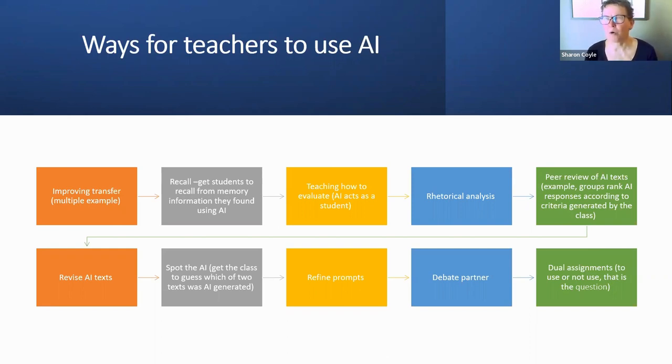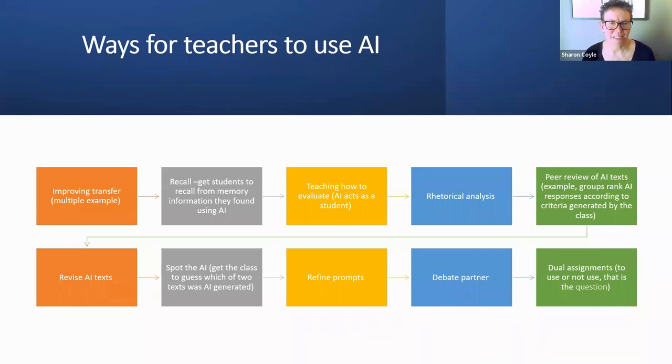Because they were more willing to critique something that didn't belong to a human person. They felt more comfortable saying this is bad or this is wrong or this could be better when it was generated by the AI rather than somebody they knew in their class. Rhetorical analysis, peer review of AI texts. It's similar to the middle yellow one, but you can get a bunch of text generated and then get students to evaluate them according to criteria that they've set.